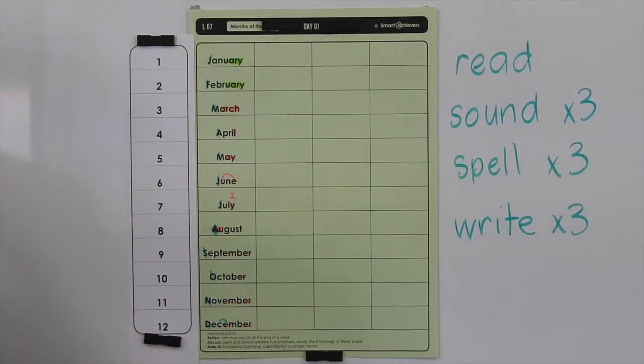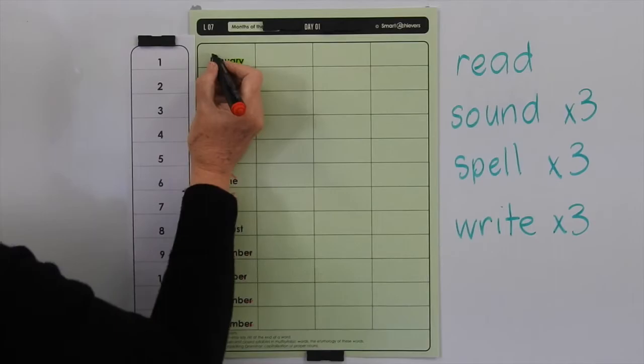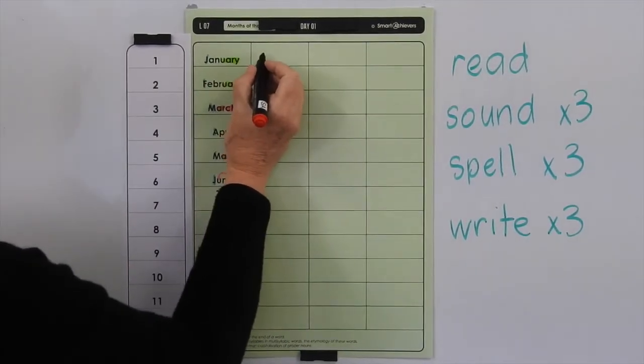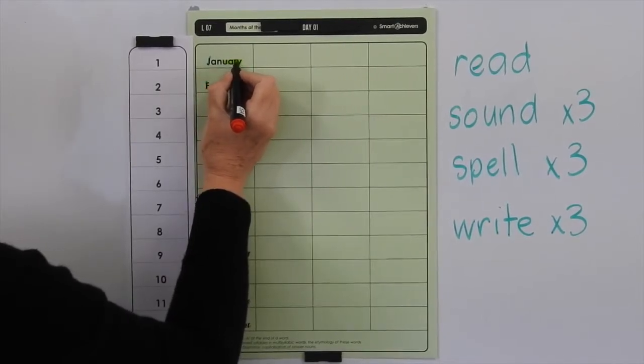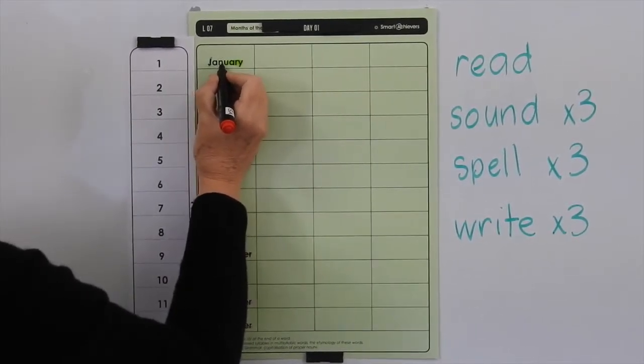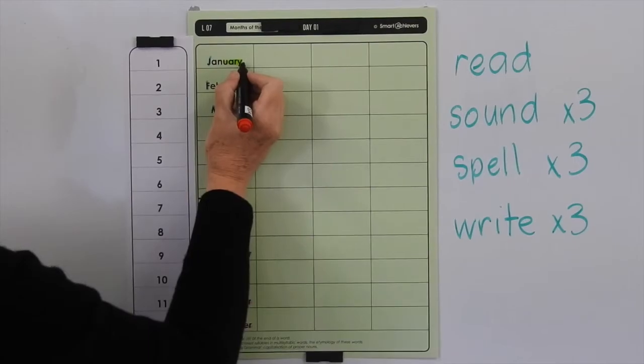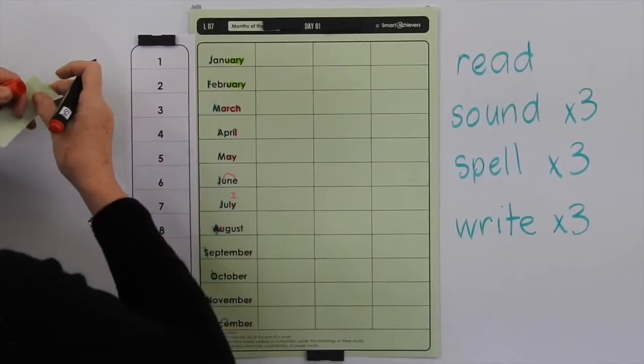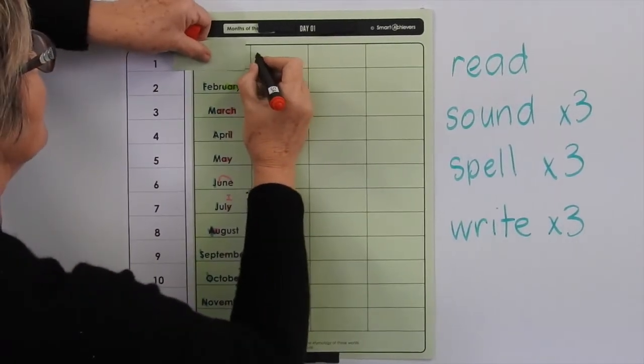So let's read the words out and spell them and write them. So we've got January. You might be best to try and sound them out into their syllables. January, January, January, January, cover it and write it.